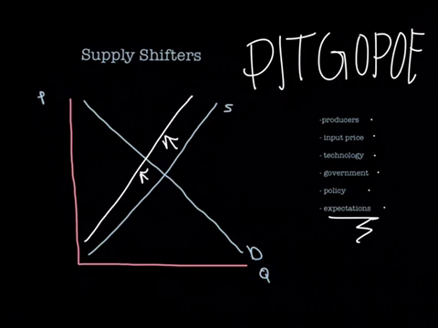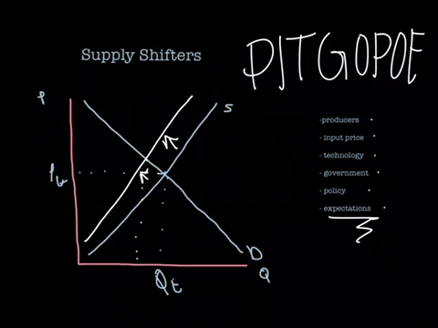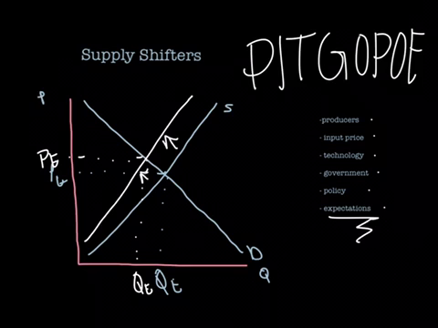Just like before, the previous equilibrium was where supply met demand. And it's going to change this time. Supply shifted, making price go up and quantity go down.